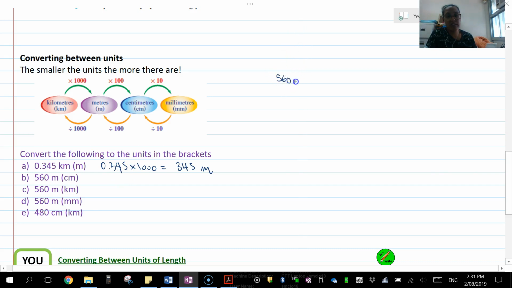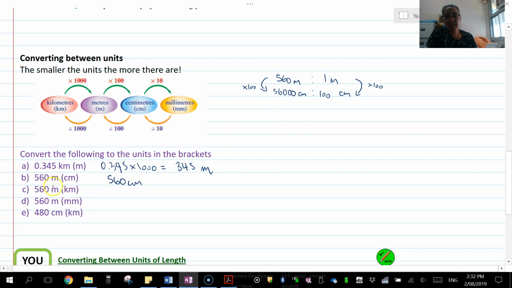So 560 meters. I'm wanting to find out how many centimeters. So meters, it's 100, 1 meter. And we want to go to centimeters. So it's 100 centimeters. And what do I need to do to get this number to 100? I multiply it by 100. What I do to one side, I do to the other. So the decimal is here, 1, 2, that's 560 plus 2 extra zeros, so it becomes 56,000 centimeters. Then, so I can write that there.